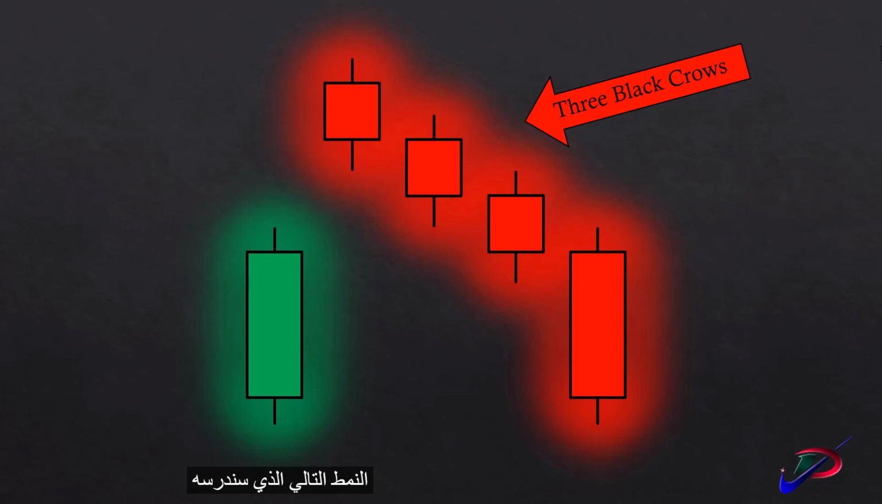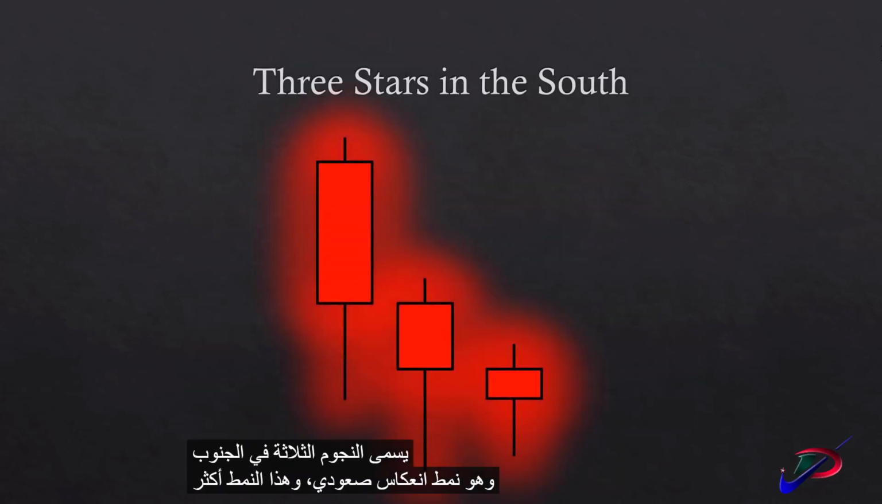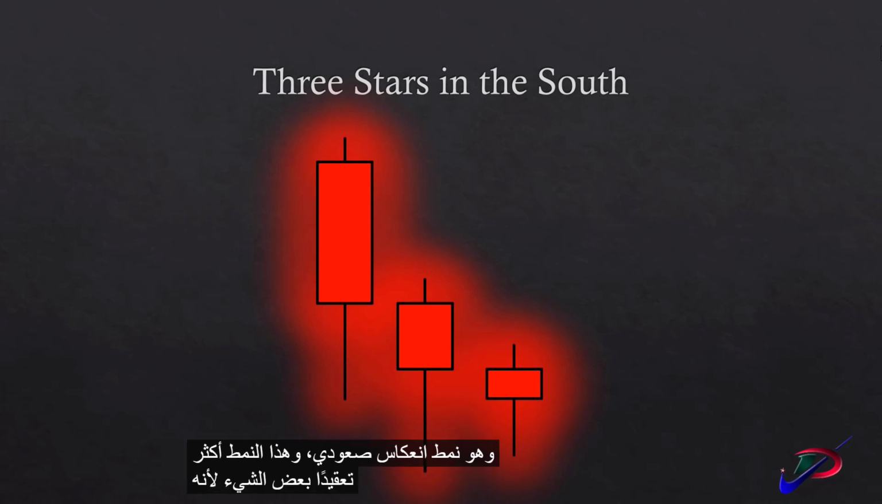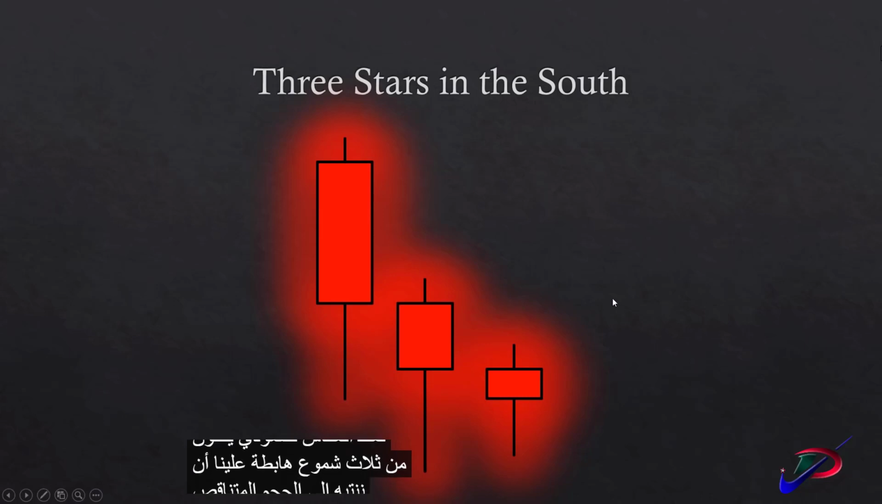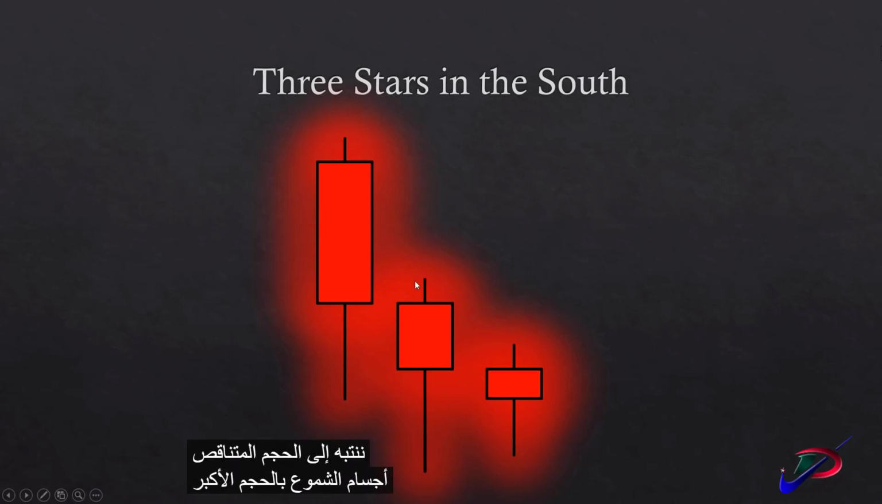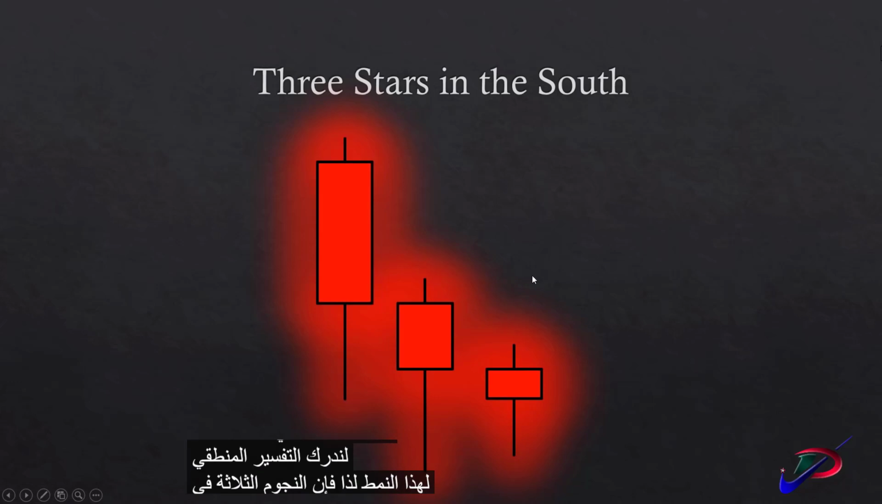The next pattern we are going to study is called the three stars in the south, which is a bullish reversal pattern. This one is a little bit trickier because it's a bullish reversal pattern composed of three bearish candles. We have to pay attention to the decreasing size of candle bodies and the larger size of the lower tails in the candlesticks to apprehend the logical interpretation of this pattern.